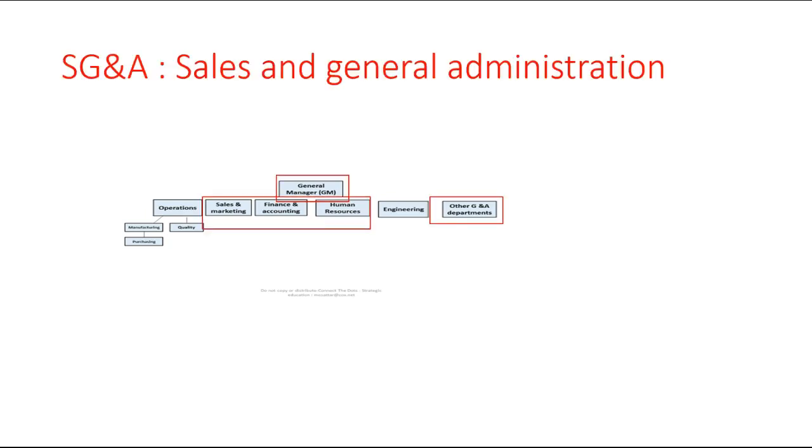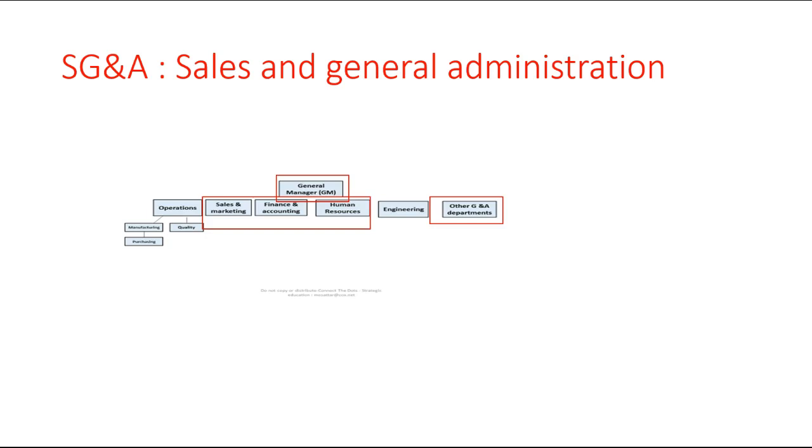So SG&A, in terms of organization, typically in most companies you're going to find items like sales and marketing, finance, accounting, human resources, and there could be other G&A functions depending on the company. That would include legal costs, etc. And typically also the general manager, the person who runs the organization, is considered general administration, so that would be part of it.